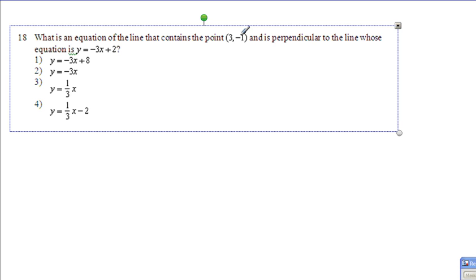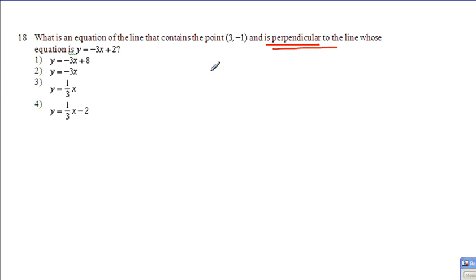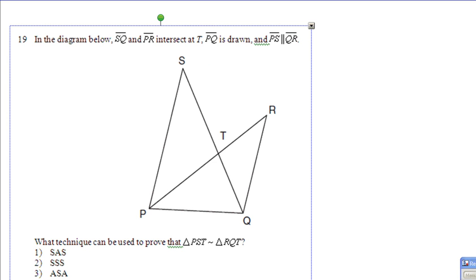Alright, now, the line is perpendicular to this one. Then how could it be? Perpendicular means the slope of the first line must be the negative reciprocal of the slope of the other line. So we get the slope has to be the negation of negative, which is positive, and then the reciprocal of 3, so we get 1/3. So we have one of these two to be our answer. But it has to contain 3 comma negative 1, so when you plug in 3 here, this wouldn't be negative 1, but this one will. So therefore, choice 4 would have been our answer.